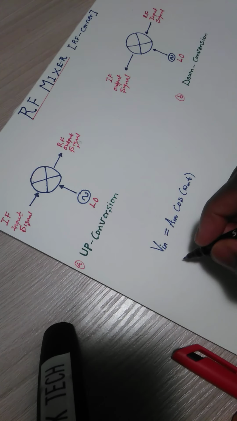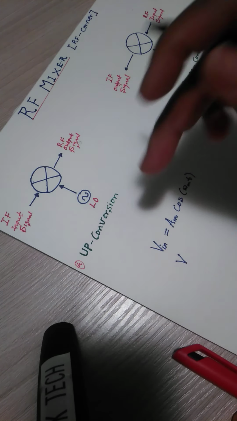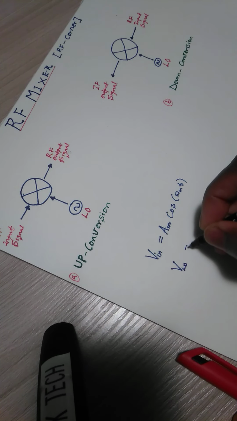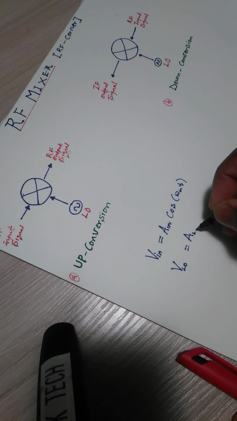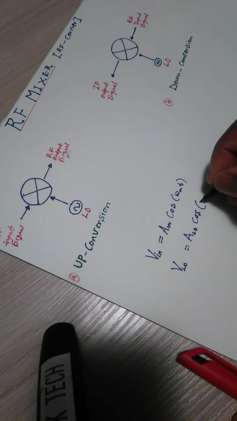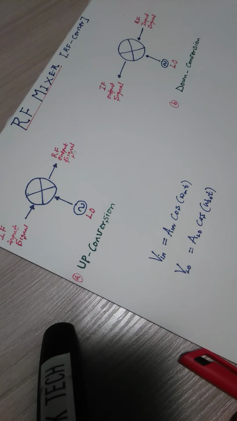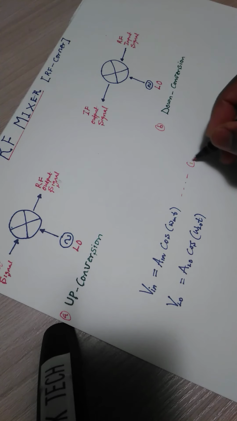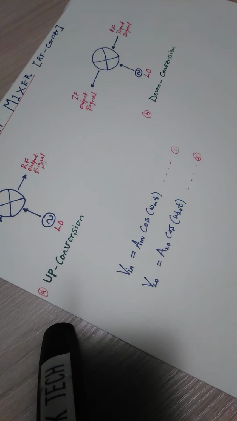And then we have, let's say, the local oscillator as well, because we are generating a local oscillator. Let's say we have V LO, which is A LO cos omega LO of t. Let me say this one is equation 1, and this is equation 2. Very good. So we have two equations, right?